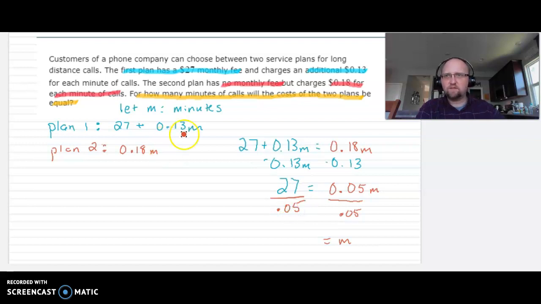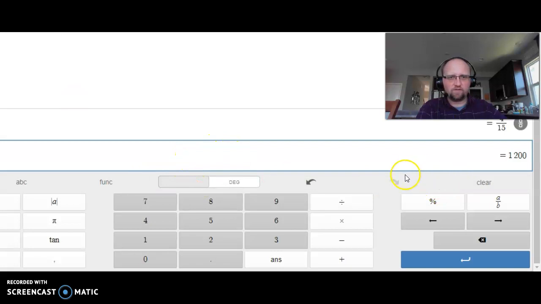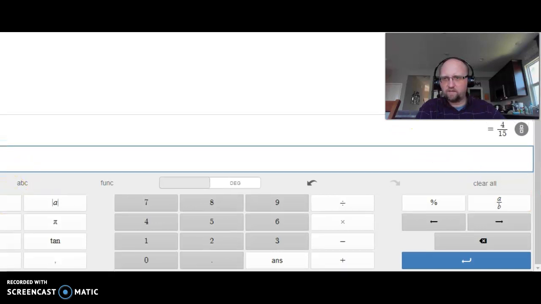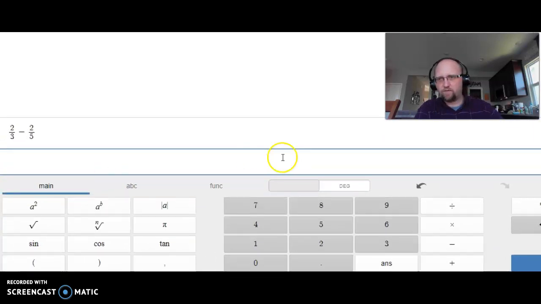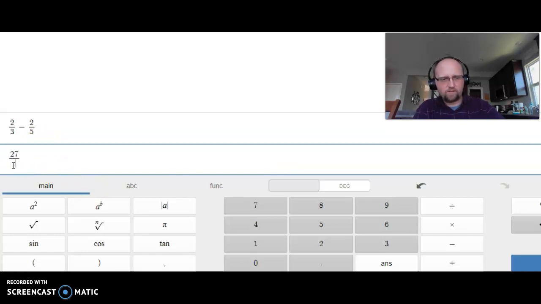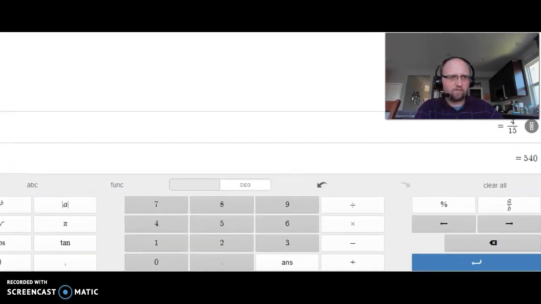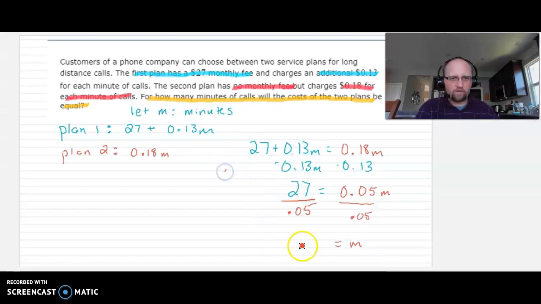Let's go ahead and just use my calculator here to clear it out. So I'm going to put that in: 27 divided by 0.05. And my answer is over here, 540. So 540 minutes. So that's how you would solve a question like this where you have different plans and a decimal number. Okay. All right. Now you're going to get to try a practice problem on your own.